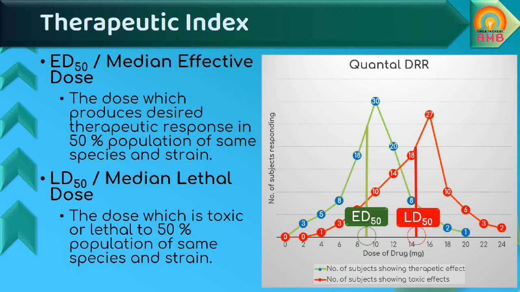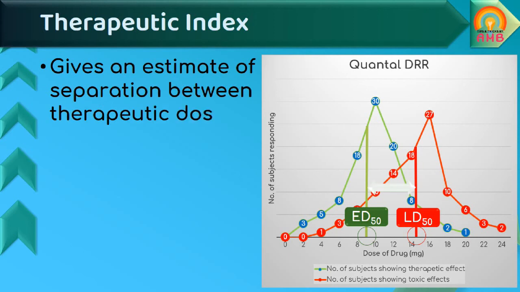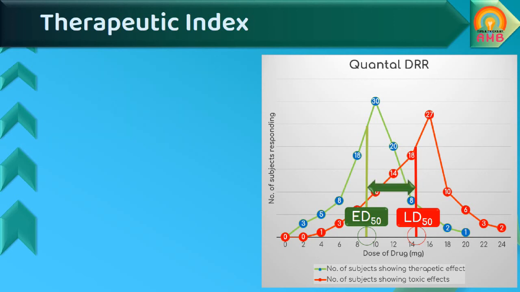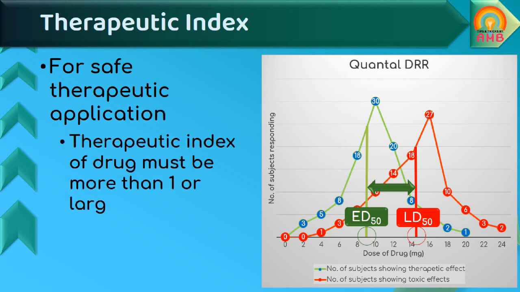Understood? Now if we get ED50 and LD50, we can calculate therapeutic index by the formula, that is therapeutic index is equal to LD50 upon ED50. Thus therapeutic index gives an estimate of separation between therapeutic dose and toxic dose. Hence it is called as margin of safety. For safe therapeutic application of a drug, its therapeutic index must be more than 1 or larger.